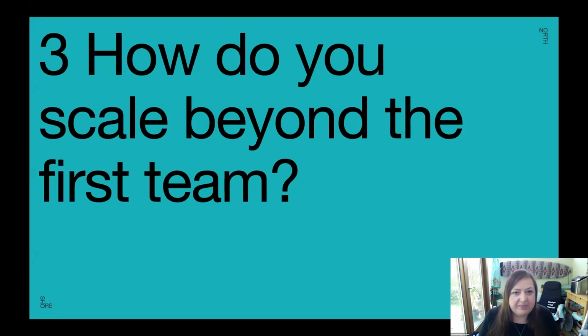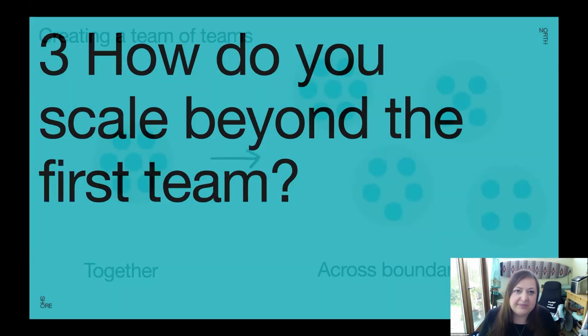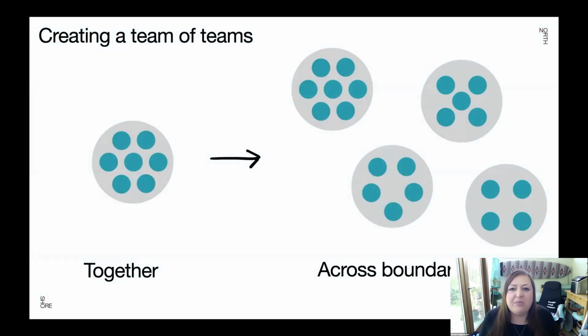So how do you scale beyond the first team then? How do you move beyond that first unit? It's often a real step change. A team that works in close proximity easily stays connected and has a lot of opportunity to create that community themselves. Distributed teams often need more help.